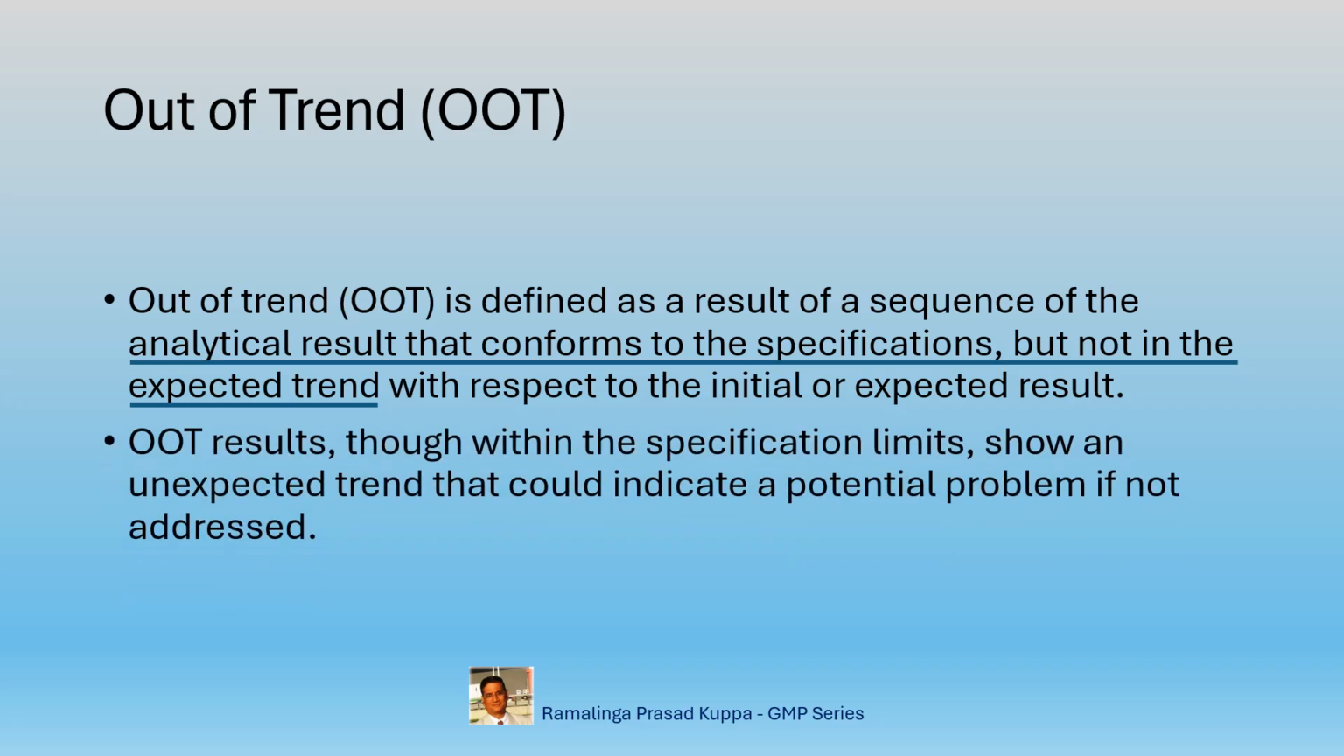OOT results, though within the specification limits, show an unexpected trend that could indicate a potential problem if not addressed. So, if there is a sudden change in the trend, there is likely to have adverse impact on the coming up batches or coming up results. This trend will indicate whether the process is under control or not.